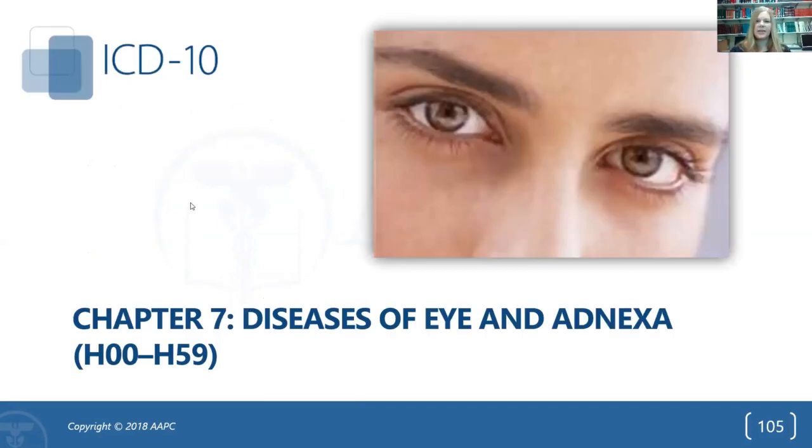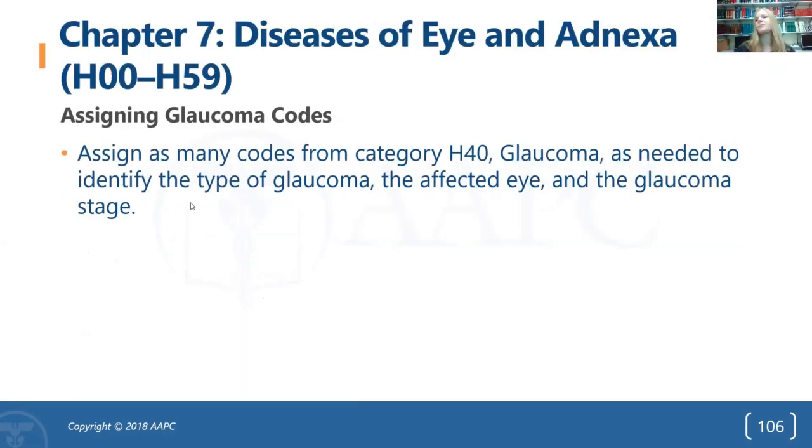Chapter 7 of ICD-10-CM covers diseases of the eye and adnexa through the code range H00 through H59. There are very few chapter-specific guidelines for this chapter as well. Glaucoma is actually a group of diseases.